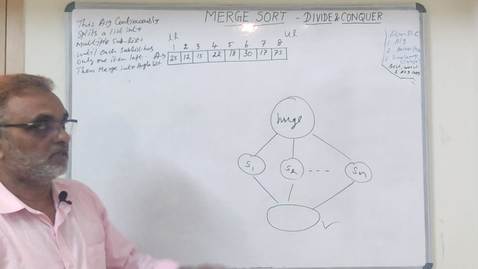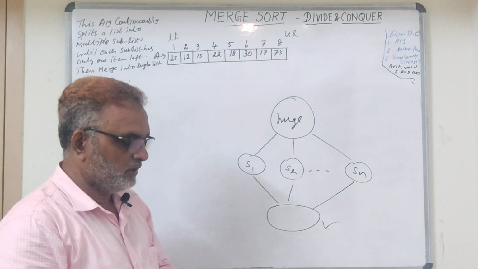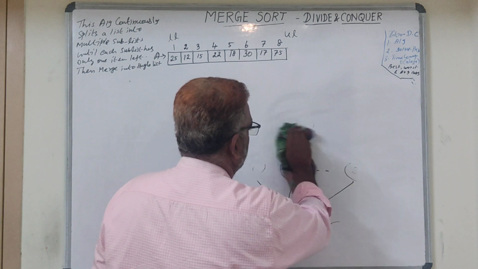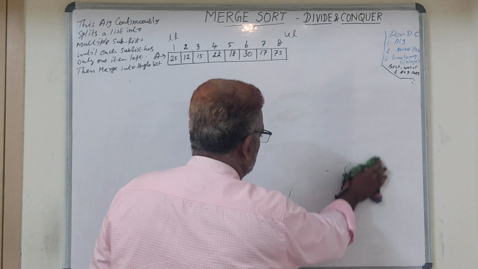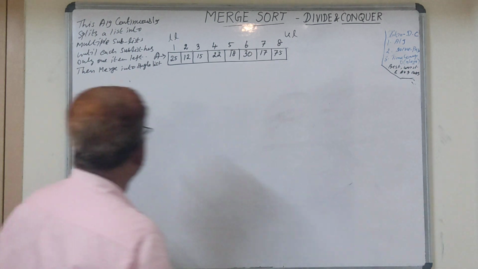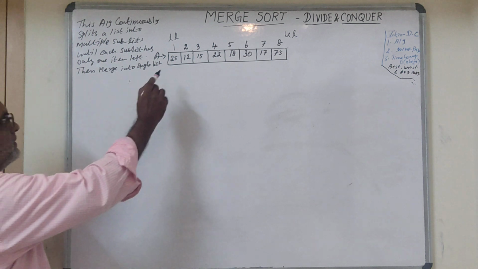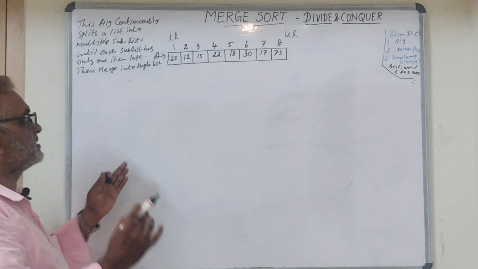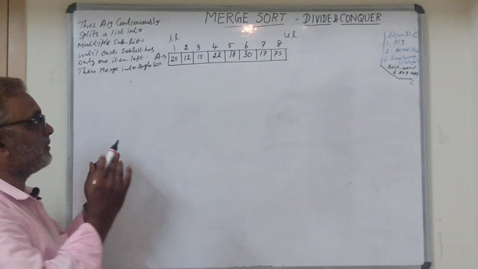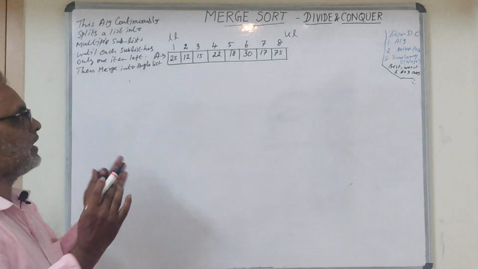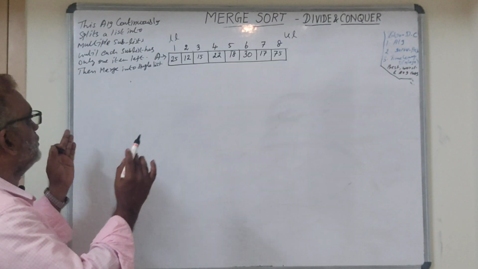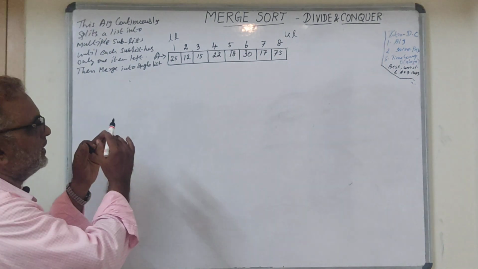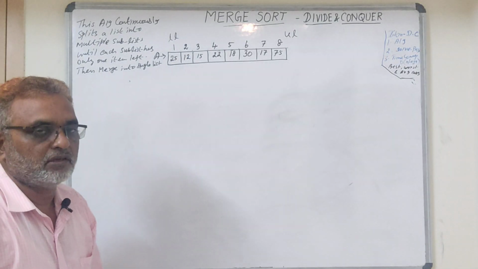The same technique is used in order to sort the given numbers in merge sort. So the merge sort algorithm continuously splits the given list of numbers into multiple sublists until each sublist has only one item left. Finally, it merges all these single elements and makes it a sorted list.